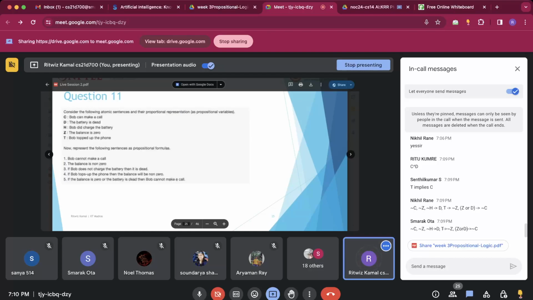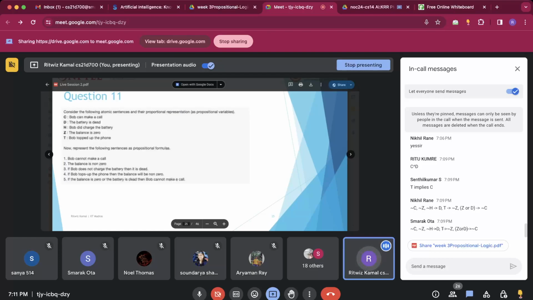Okay, let's consider the fourth statement. If Bob tops up the phone, then the balance will be non-zero. So again, we can see it in terms of 2 parts, right? The first part is Bob tops up the phone, which is basically T, and the second part is the balance is non-zero, which is not of Z. So if we combine these two, T implies not of Z.